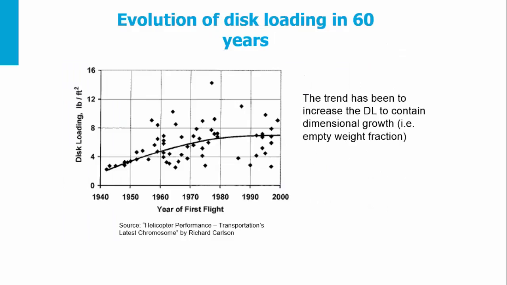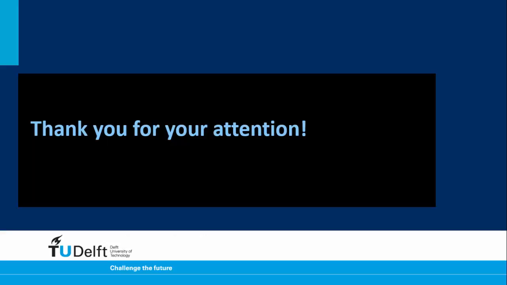The evolution of disk loading in 60 years of helicopter development shows that the disk loading has been increasing. The trend has been to increase the disk loading to contain the dimensional growth, so reduce the empty weight fraction. The disk loading increasing means a reduction in rotor radius. This is the end of the first lecture on hovering flight, actuator disk theory.